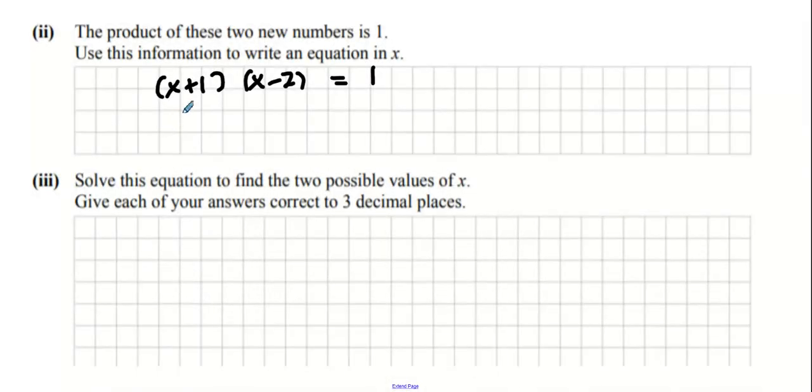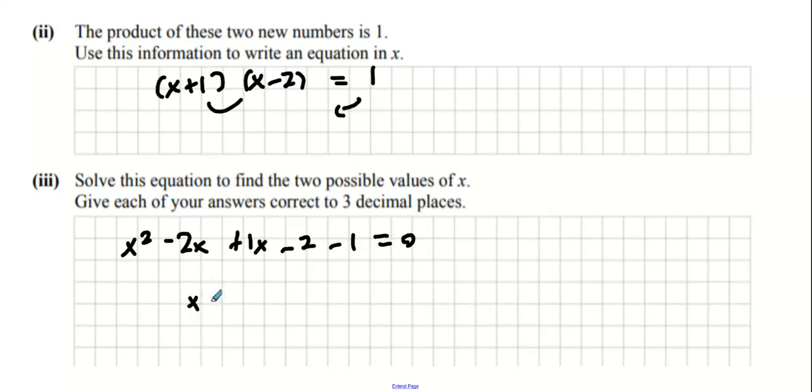Solve this equation, you multiply it out. X times x is x squared. X times minus 2 is minus 2x. 1 times x is 1x. And then 1 times minus 2 is minus 2. Bring the 1 over the other side. Minus 1 equals 0. You're going to get x squared minus 1x minus 3 equals 0.